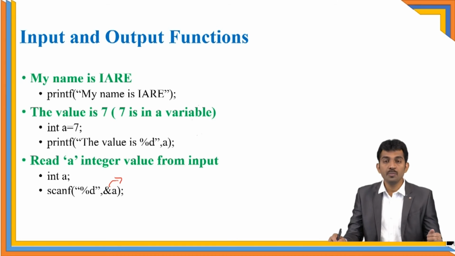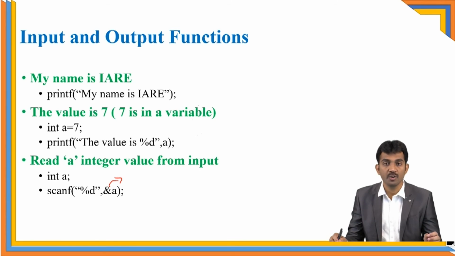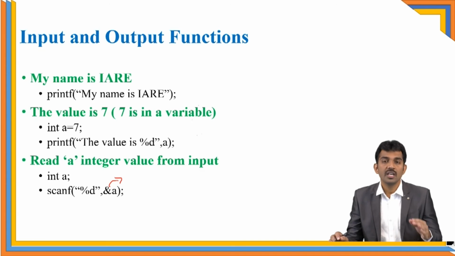Is this clear? Input and output functions. Input function is to read the data, that is scanf. Output function is the printf statement. By using the printf statement, you are going to print your data onto the console. That is the main difference between printf and scanf. Right? These are the only statements you are going to use in every program for reading and writing. Both of these functions are available in the standard library, that is the stdio.h library. Is this clear?